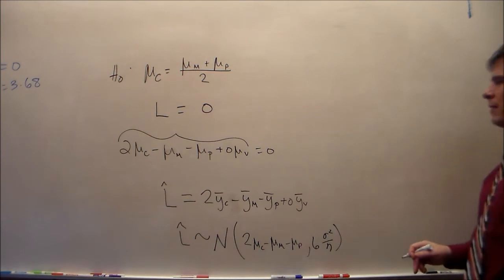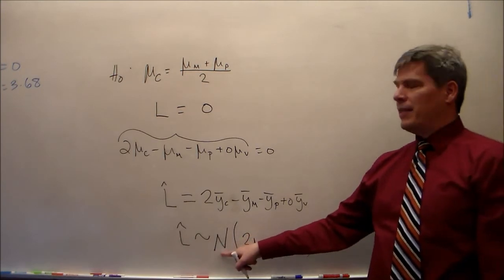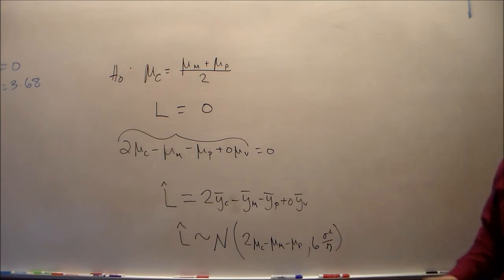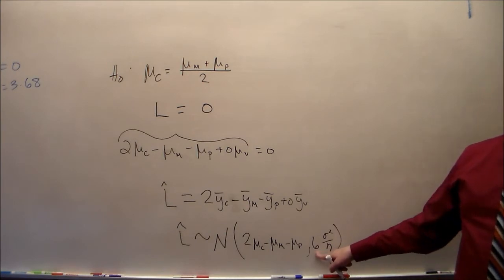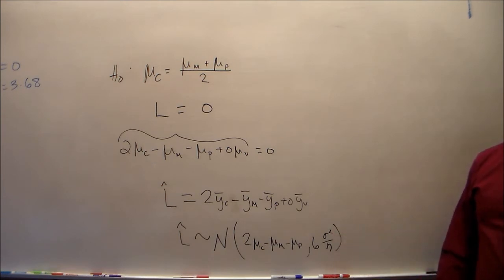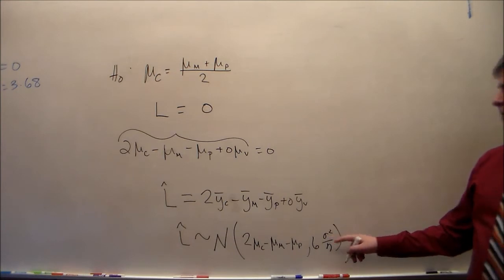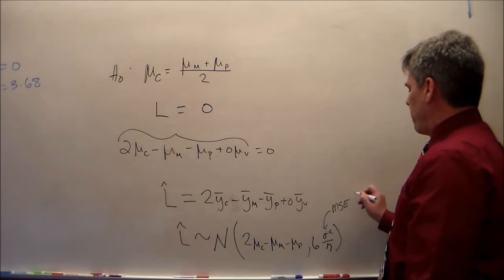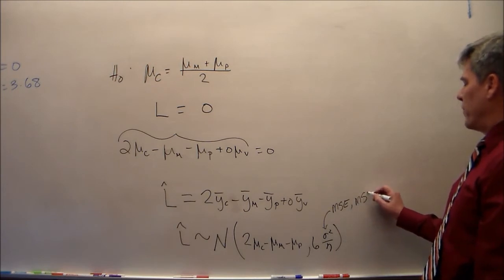So we're testing if L hat equals zero, given that L hat is distributed normal with variance of 6 times sigma squared over n. We know n, we know 6. According to our null hypothesis, we know what this is. The only thing we don't know is sigma squared. But we have an estimator for sigma squared. The estimator that we're going to use is the mean squared error, what our book calls the mean squared within.